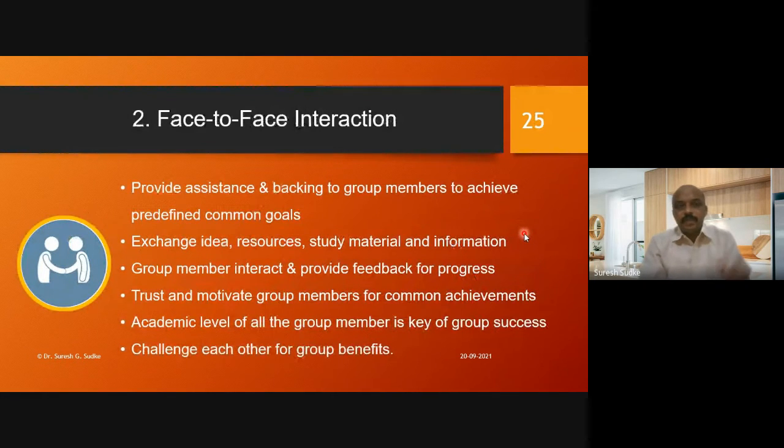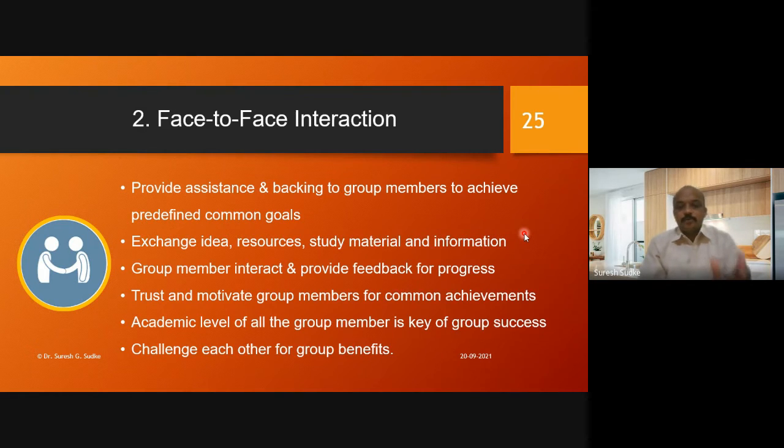Now, the second and very important component is face-to-face interaction. While working in the group, every individual should provide assistance, should help each other, and should back the other members of the group to achieve their predefined common goals. And while working in the group, we should exchange ideas, resources, study material, and information with each other. Our group members should interact and provide feedback on the progress.